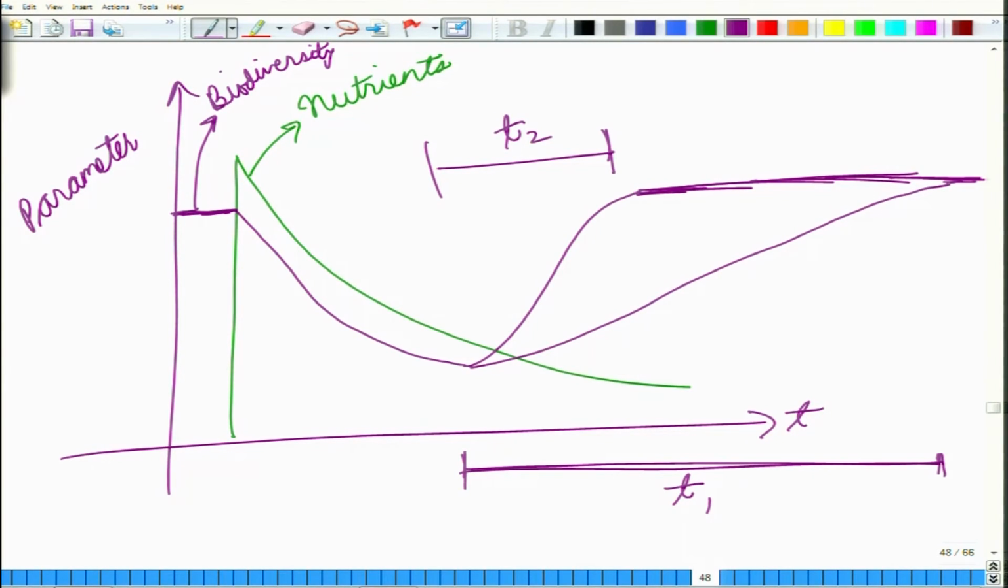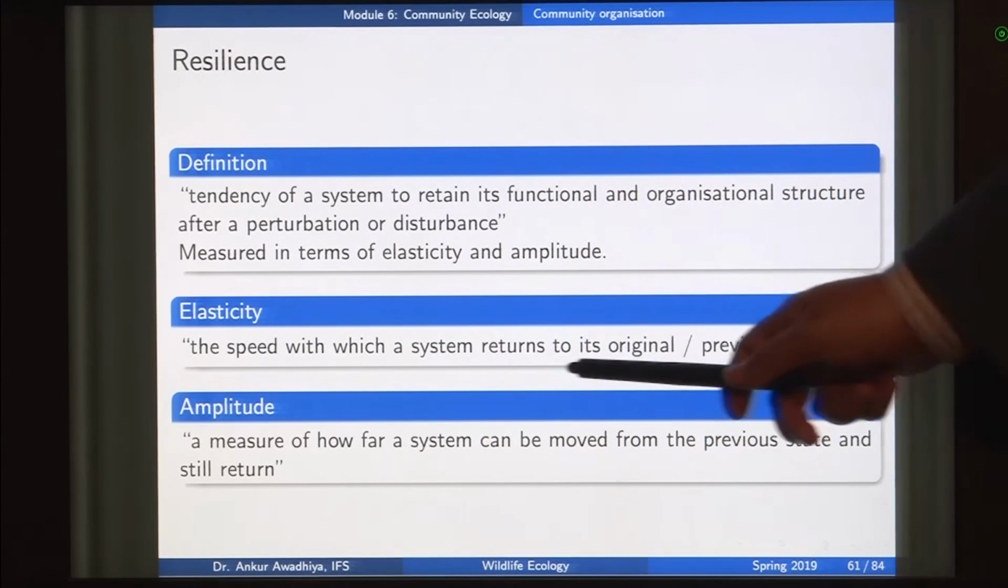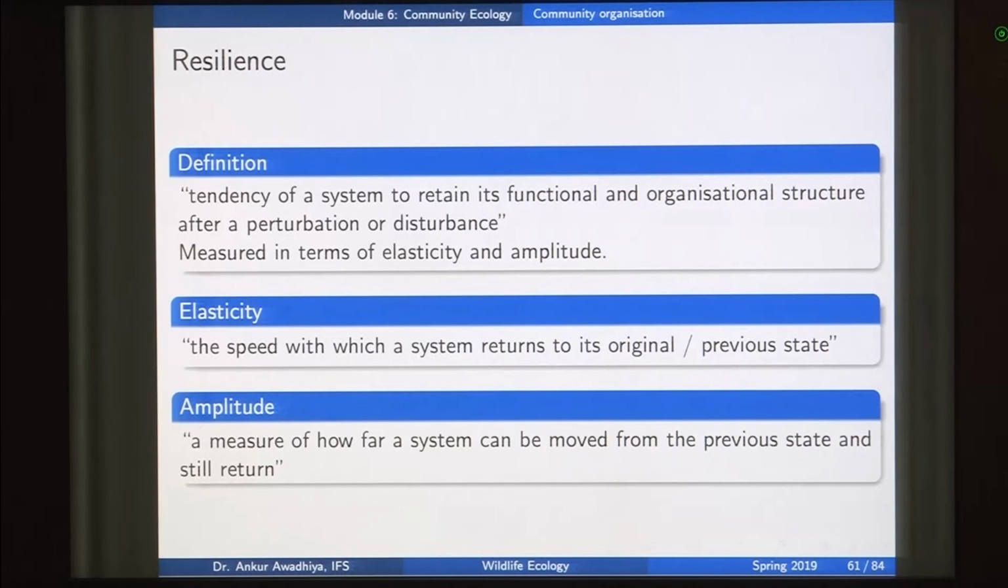Now, a community that has a higher elasticity will typically take less time to come back to its normal state. So, elasticity is the speed with which the system returns to its original or previous state. The second related concept is amplitude. Amplitude is a measure of how far a system can be moved from the previous state and still return.